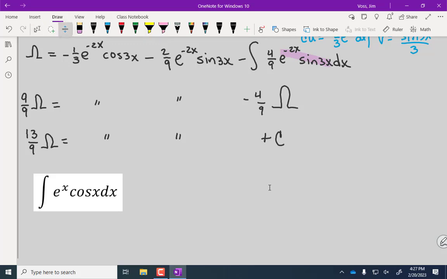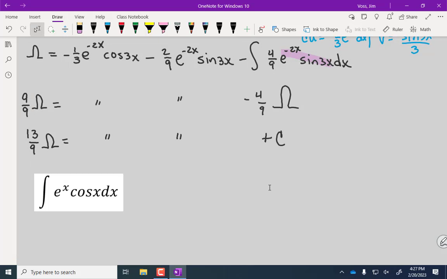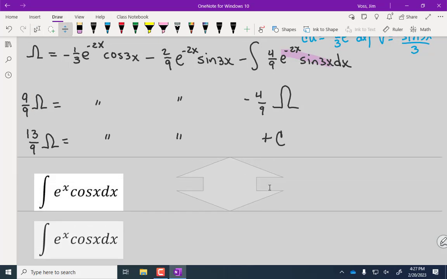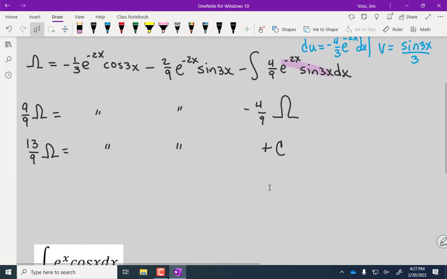Wait, where'd the 9/9 come from? Oh, that's just one. And you're just doing that so that they're common denominators. I appreciate it. What she said. We want a common denominator. So we're going to rewrite omega as 9/9 omega so that we can combine them. That's it. Almost. One more step.